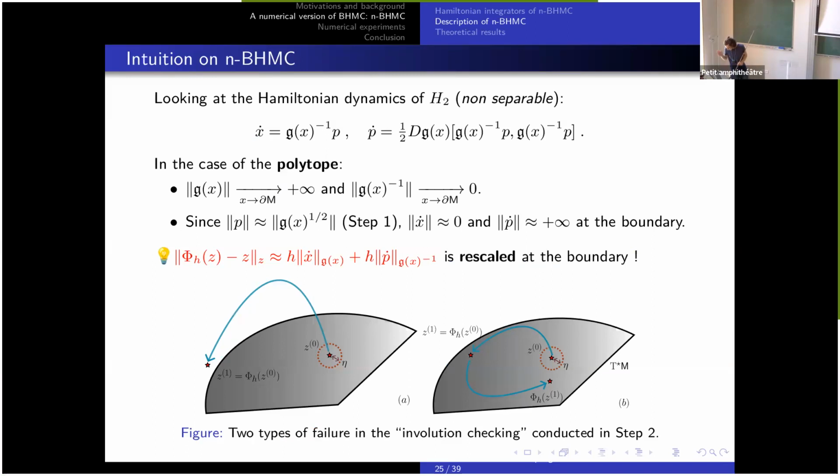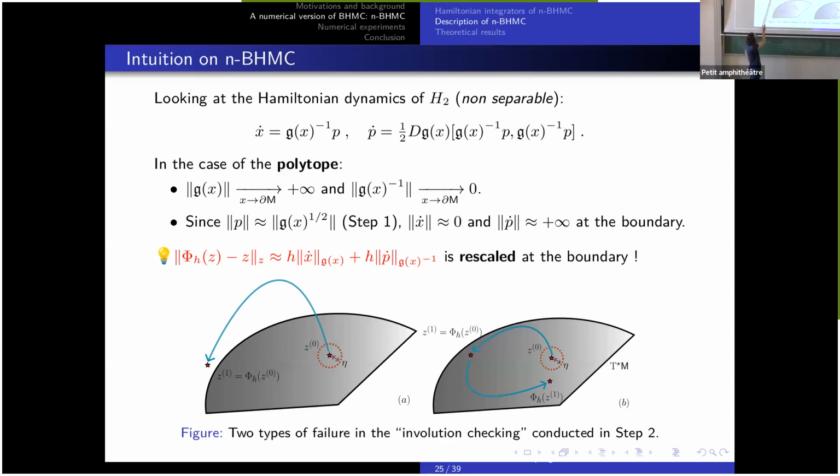I will not have the time to justify this properly, but I will be very quick. It's important to consider this weighting norm to see whether I move or not. If I consider this weighting norm, the difference between my proposal, if I follow phi of h, minus my initial points, is approximately h times the norm of x dot g of x plus h p dot g of x minus 1.